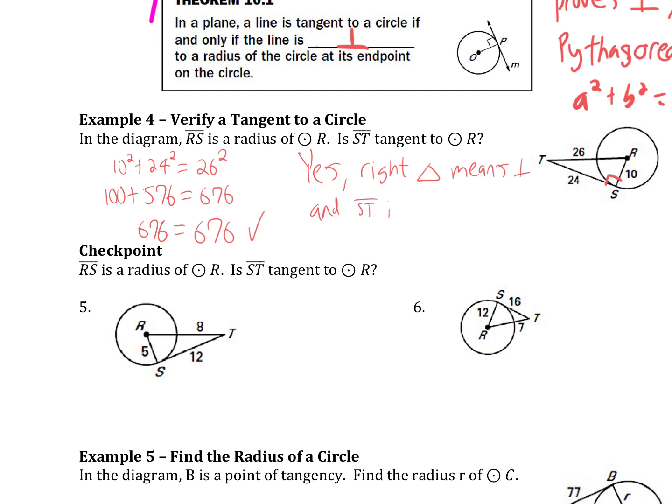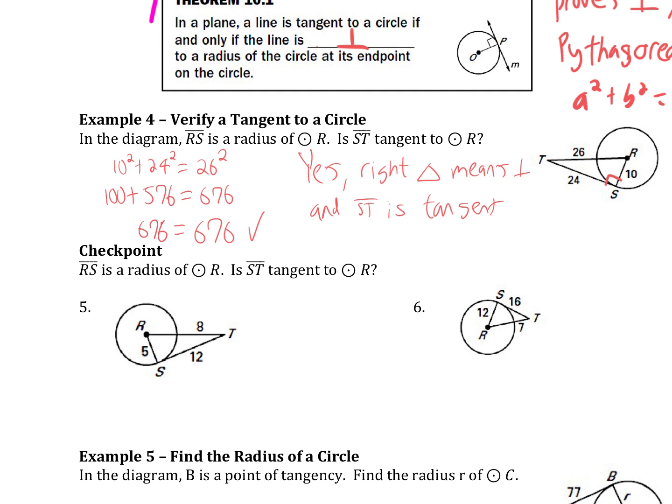So the theorem says that if it's tangent, it has to be at a right angle. It has to be perpendicular, which means it's a right angle. So we're using a kind of roundabout tool to make this happen, but it's basically the way we can do this here, okay?